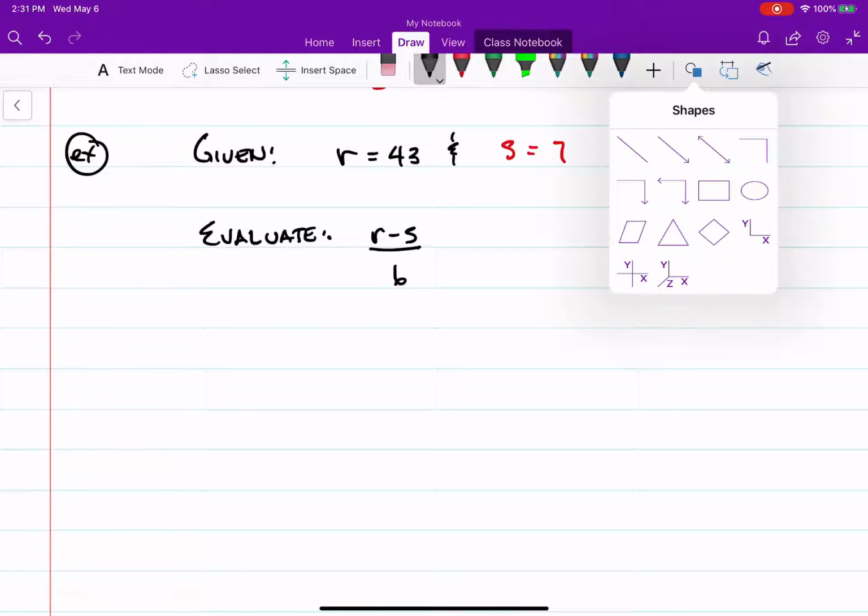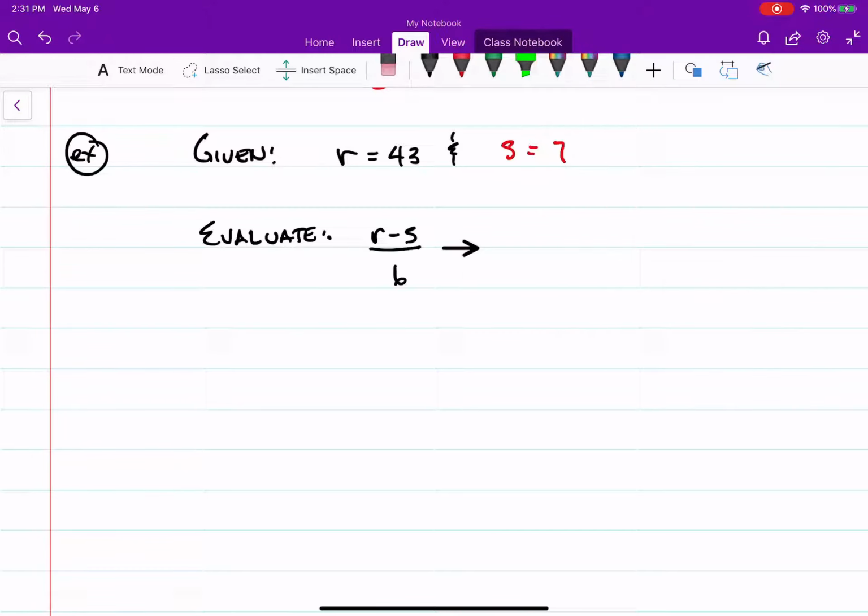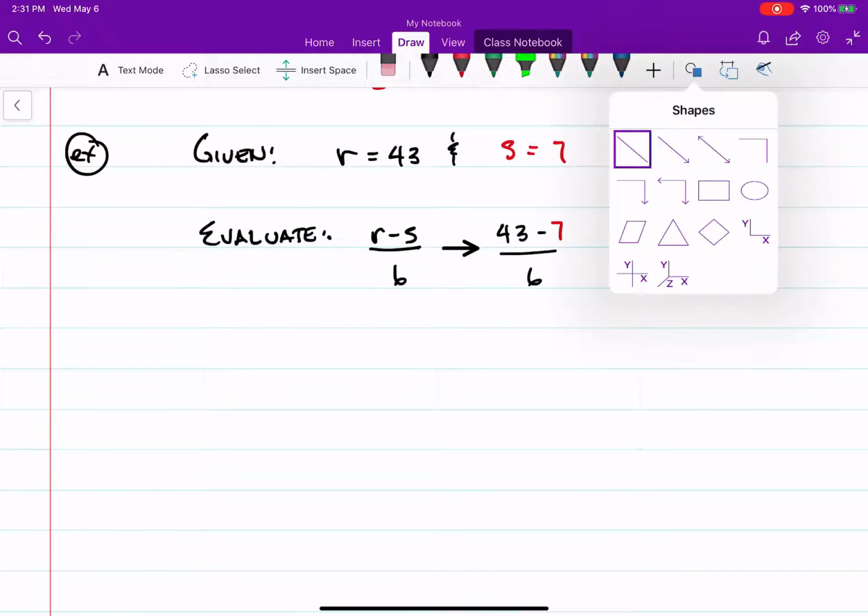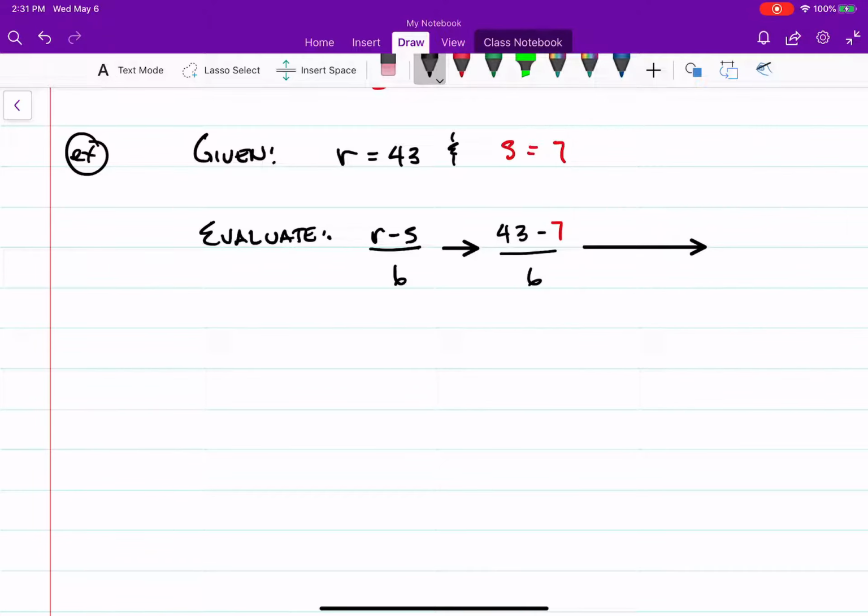So again, we're going to substitute. We know what the value of r is. R is 43. We know what the value of s is. It's 7, over 6. All right. So from there, we go, okay. So now with these, you can't divide right away.